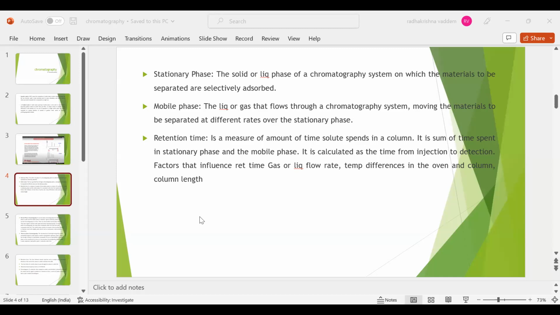Retention time is the sum of the time spent in stationary phase and mobile phase. It is calculated as the time from injection time to the detection time. Factors which influence the retention time are gas or liquid flow rate, temperature differences in the oven, column, and column length.